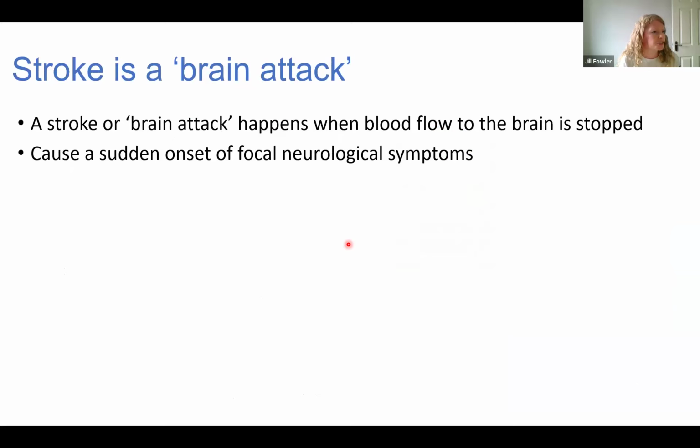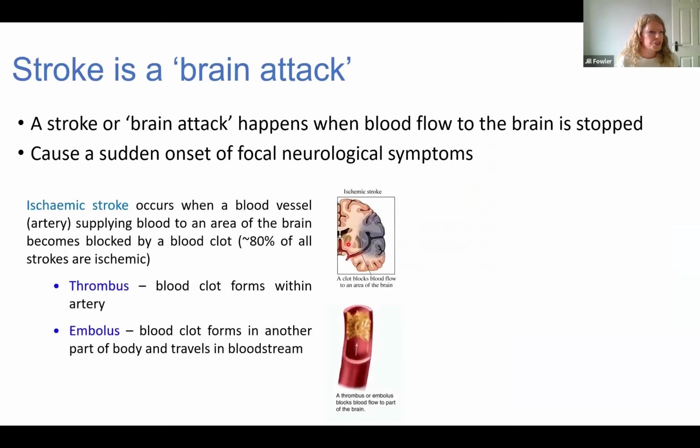And this happens during a stroke. So a stroke is like a brain attack. It happens when blood flow to the brain is stopped, and it can cause a sudden onset of focal neurological symptoms, such as weakness down one side of the body and paralysis. And most strokes are caused by ischemic stroke. So this is where a blood vessel supplying blood to an area of the brain is blocked by a blood clot. And this could, of course, be formed by a thrombus, which is something that occurs locally within the brain, or an embolus, a blood clot formed peripherally that travels into the brain. And this causes a marked reduction in blood supply to the brain and a focal area of brain cell damage, which we call an infarct.